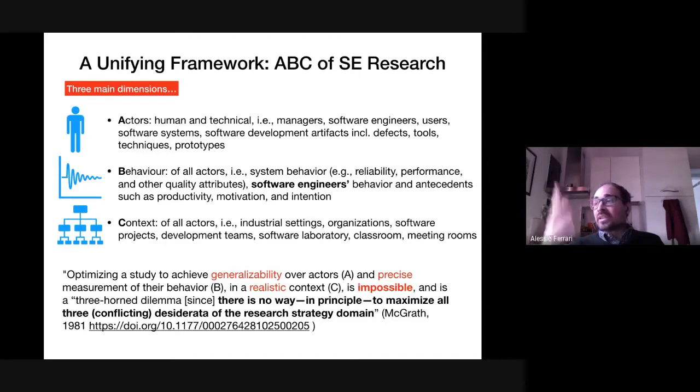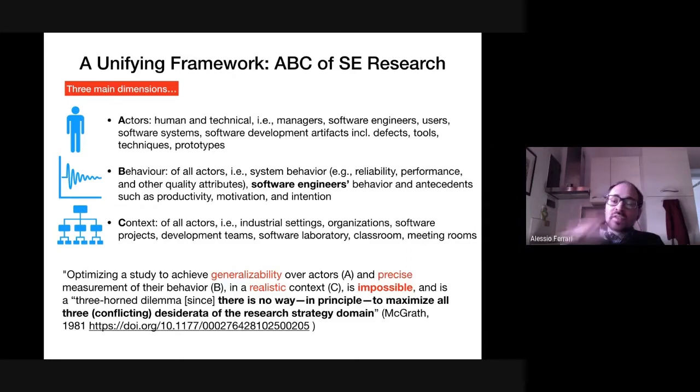For example, in the field study that I was presenting before, we were using words for our constructs. We weren't measuring. We weren't so precise in measuring our constructs. Okay, and at the same time, generalizability over actors is very low because I'm considering a very specific company.